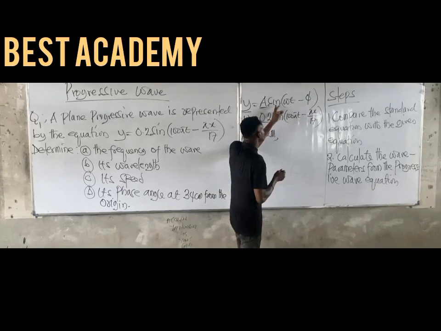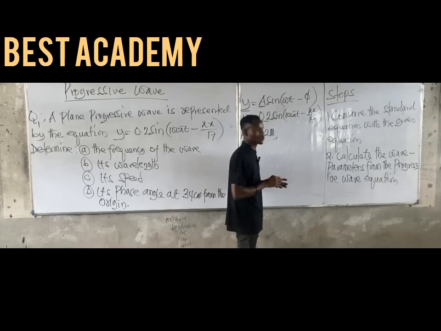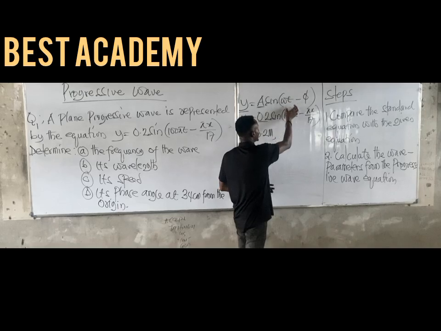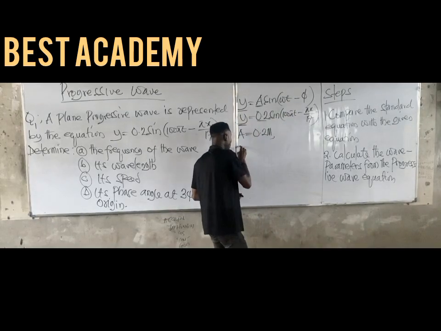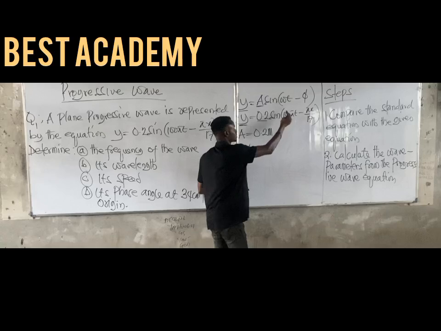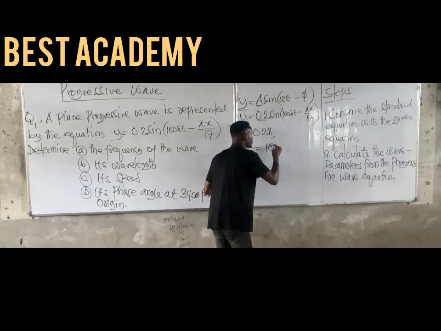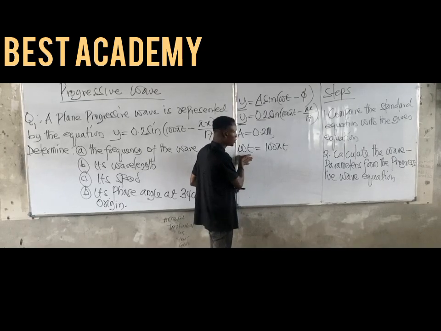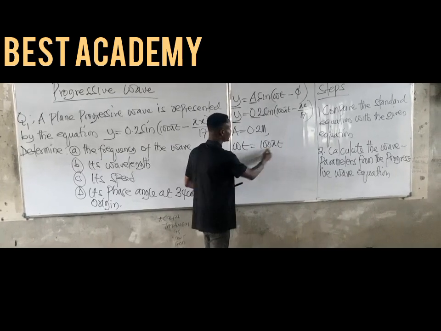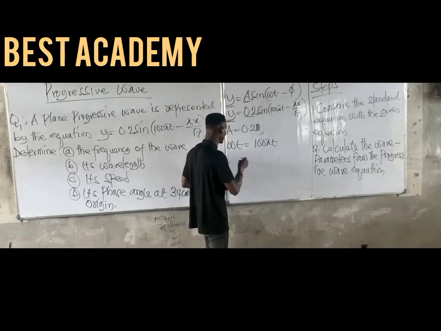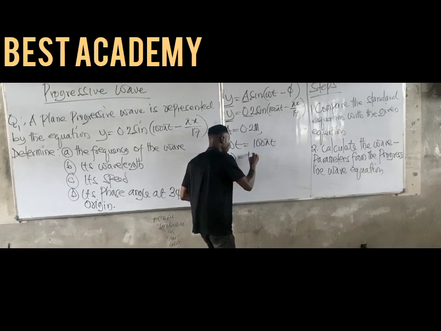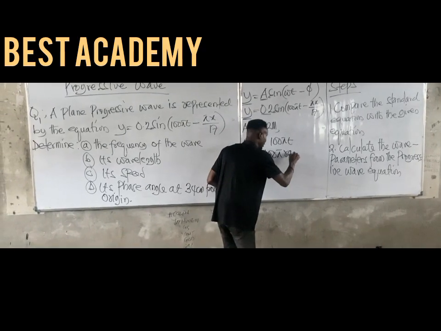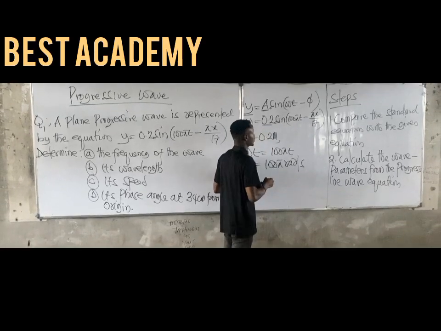Now let's compare. There's nothing like sine when it comes to wave parameters, so I'm not going to compare this guy and also this guy here. Let's compare here and here. We are going to have omega t relating to 100 pi t. Now if you look into this, there is something common here, also common here. What is that? t. Divide both sides by t. I'm going to have omega is equal to 100 pi. Now the unit of omega is said to be rad per second. Please take note.